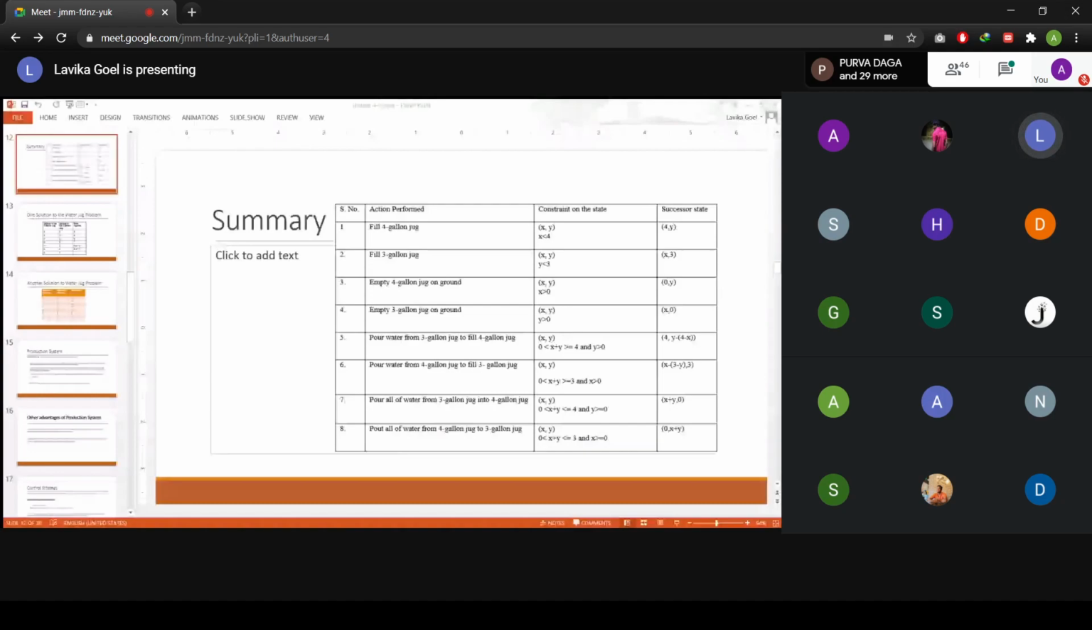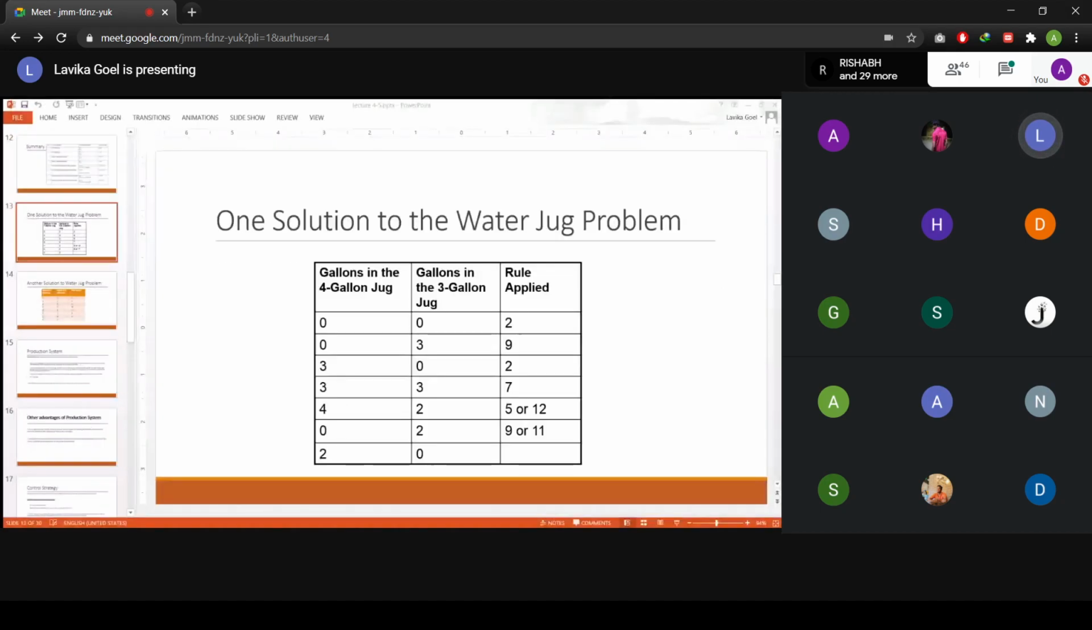Initially your initial state is 0, 0 because there is no water in both the jugs. So both the jugs are empty. Now can you formulate the solution? What we want is to reach the state 2, 0. We want 2 gallons of water in the 4-gallon jug, and any amount of water in the 3-gallon jug. So 2, 0 is the state that we want to reach, and the initial state is 0, 0. Can we find a solution?